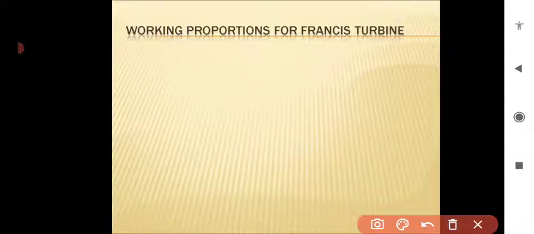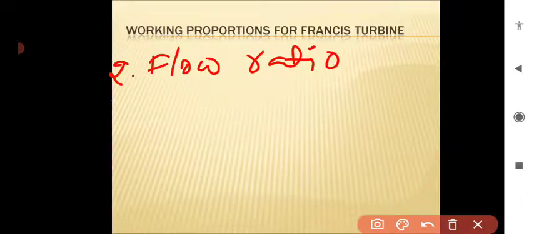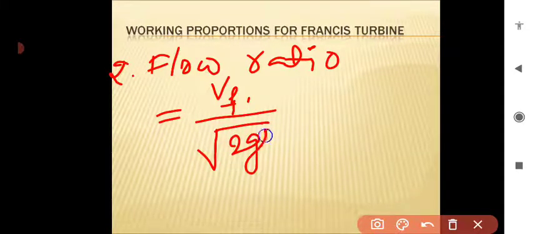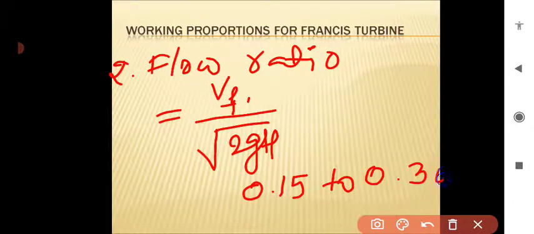Now the second one is the flow ratio. The flow ratio is equal to Vf1 by under root 2gH. The flow ratio lies between 0.15 to 0.30.